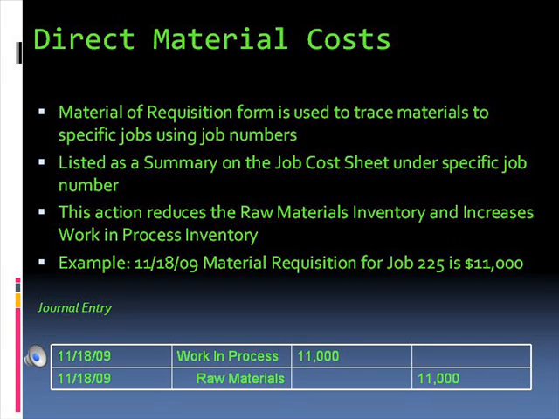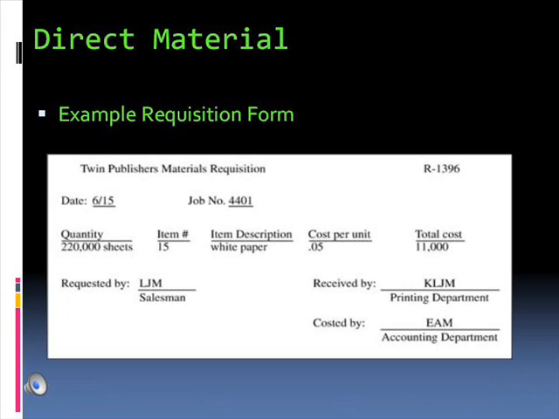Direct material costs. A material requisition form is used to trace materials to specific jobs using job numbers. They're usually listed as a summary on the job cost sheet under specific job numbers. This action reduces the raw materials inventory and increases work in process inventory. We have an example at the bottom of the slide, and the example starts on 11/18 of 09. The job number is 225 and it's at $11,000. Here we have a standard example of a requisition form for direct materials.